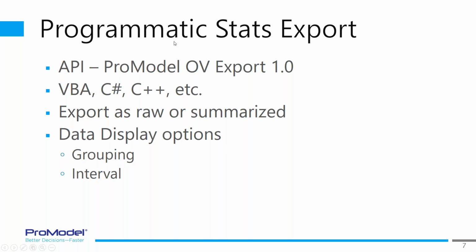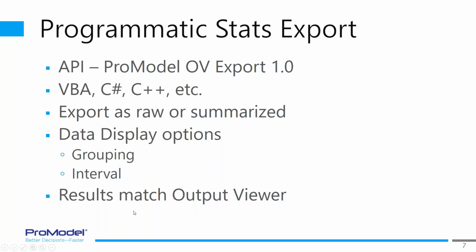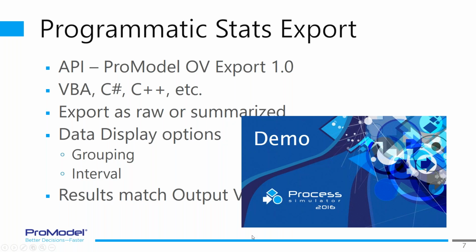But this new API that we have gives you the ability to export it programmatically. And the power in this is that the results match Output Viewer. In other words, if you export the data programmatically, just as it was grouped on a periodic average and an interval, it will do that averaging for you. So you don't have to get the raw data and then average or manipulate it yourself in Excel. You can bring it into Excel already summarized. Well, let's go into a demo here and I'll show you more of what I'm talking about.